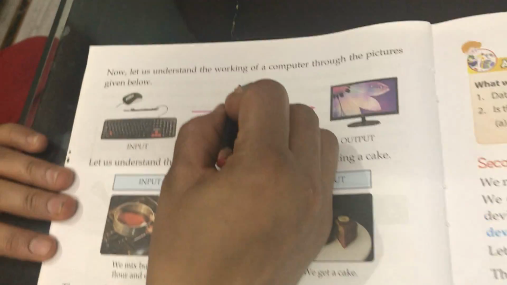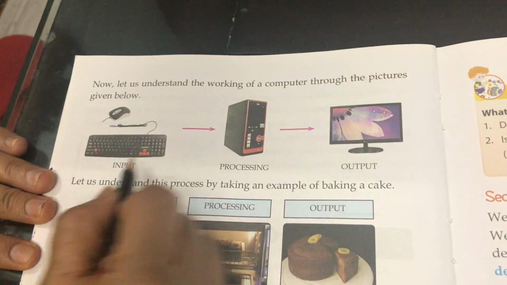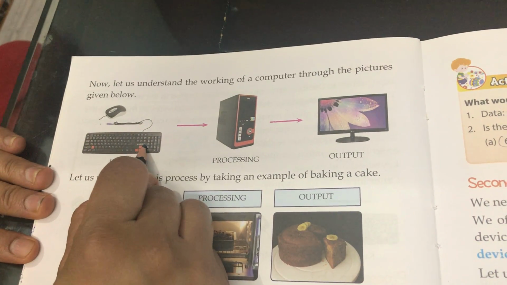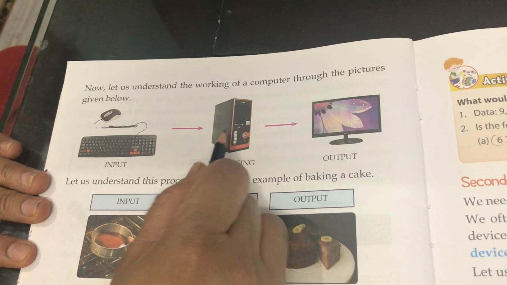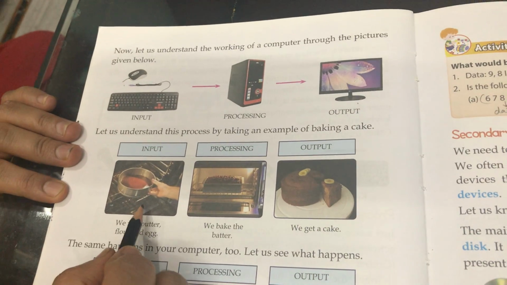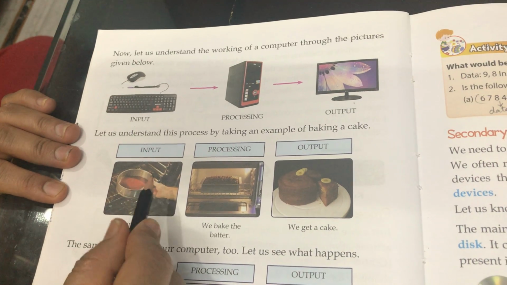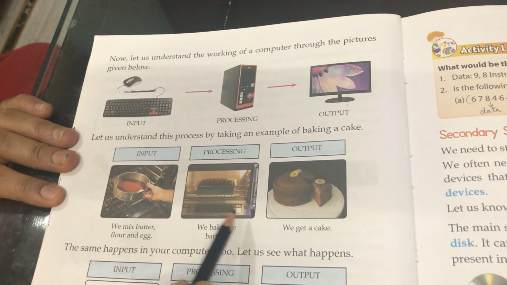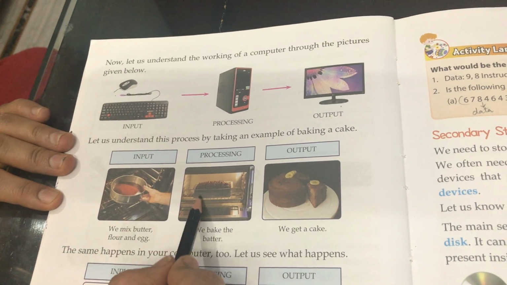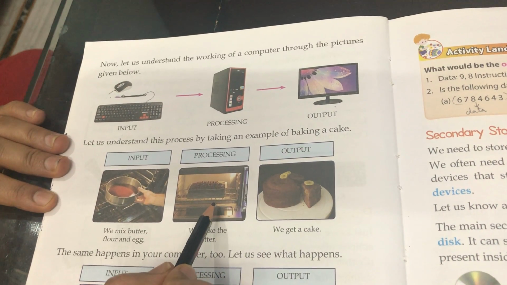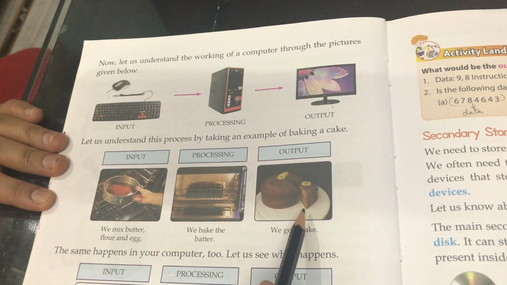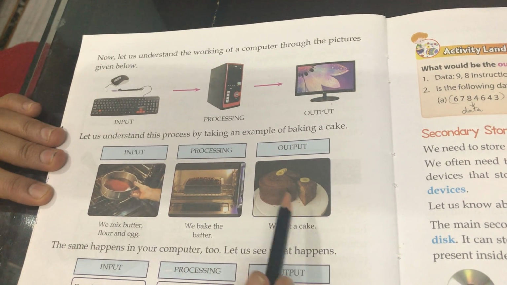So now let us understand the working of a computer through a picture. Input is our keyboard and mouse. After inputting, the text is given to the CPU, which processes our data and gives the result to the output. By a simple example, for input, we mix butter, flour and egg. Then we bake the batter in a machine, in an oven. Then after the oven we get an output, a cake.